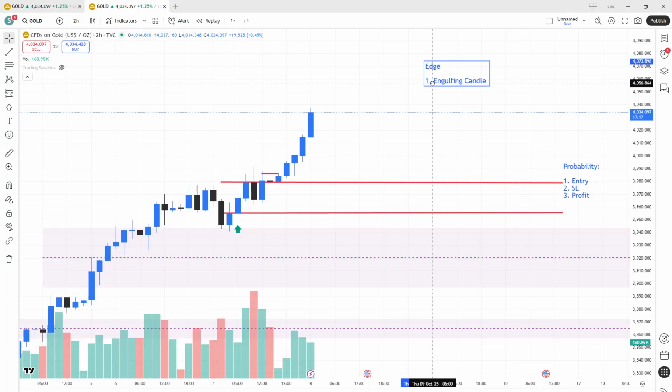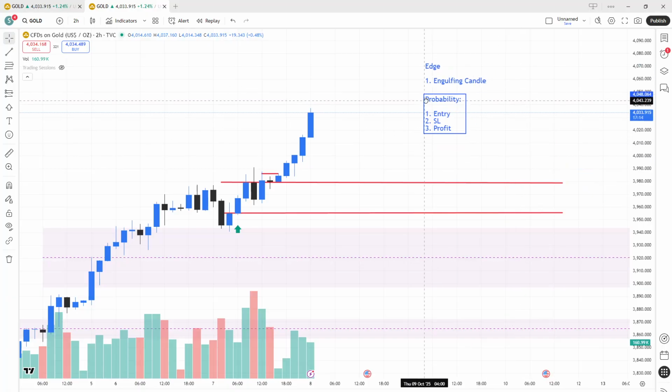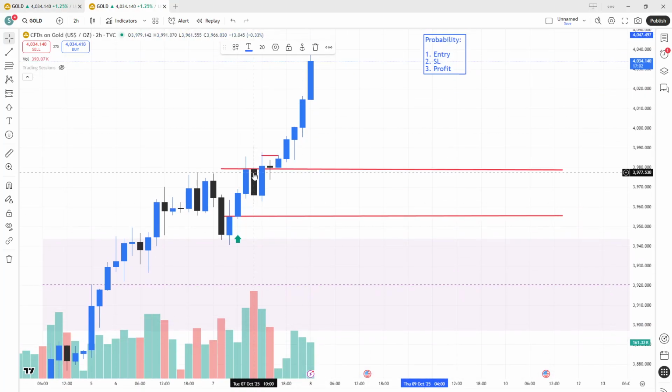Okay, so right now we do have an edge. Now we're trying to find our probability, right? So based on this, we did draw up the high and the lows of that candle. So just imagine like this three bullish candle right here is that engulfing candle, right?